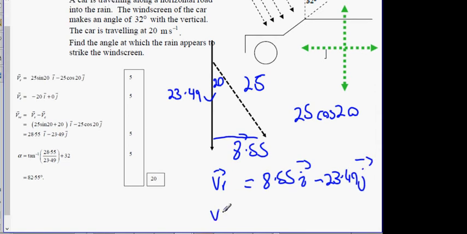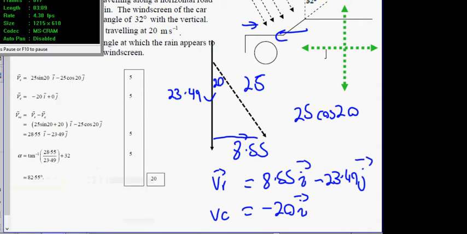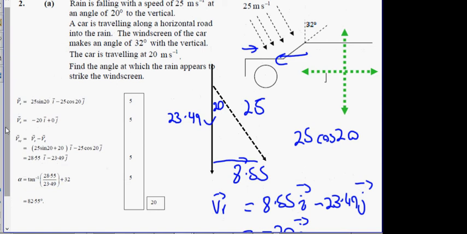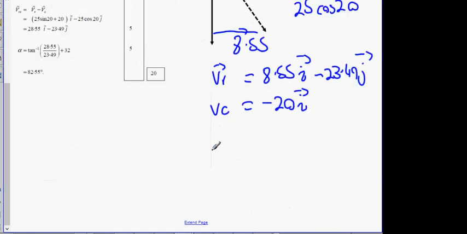Okay, velocity of the car. The car is going into the rain. So if the rain going to the right is positive, the car going to the left is negative. So the car is going minus 20i. Now, what it says is find at what angle does the rain appear to strike the windscreen? Why do you pick the angle with 20? It's in your diagram.